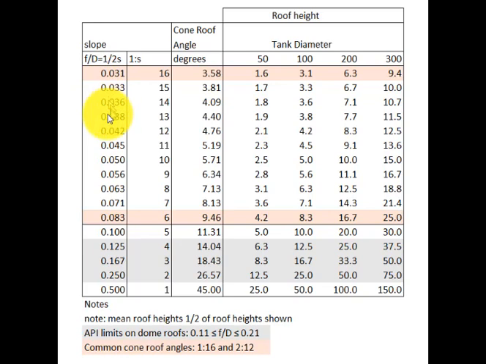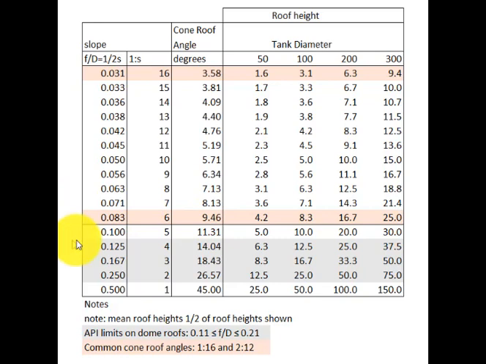Here we have F over D. For cones, the minimum slope is 3/4 in 12, and that has about a 3.5 degree slope. The F over D is 0.031. A 2 in 12 slope, which is not uncommon, but which is probably the steepest typical slope for large tanks, has 0.083 for its F over D value. That corresponds to about 10 degrees.